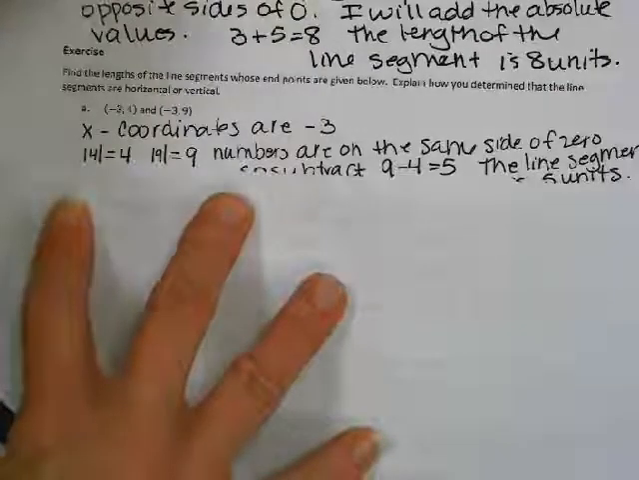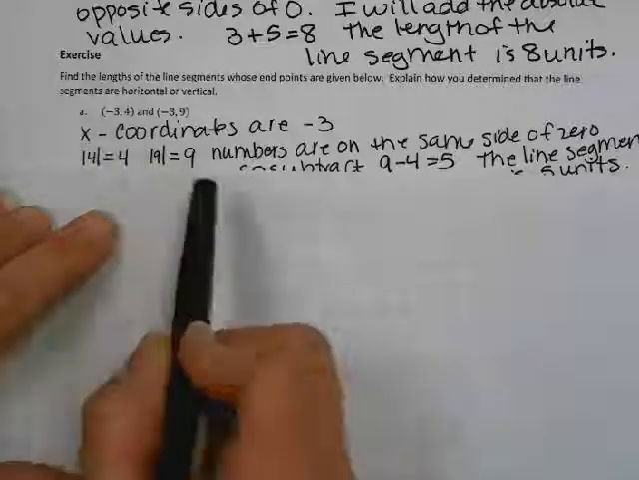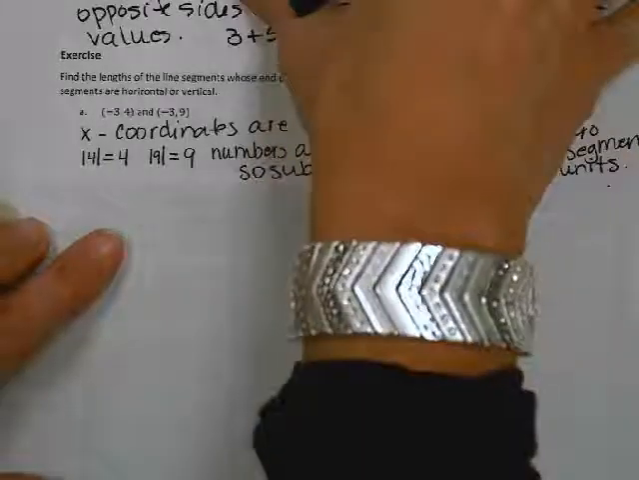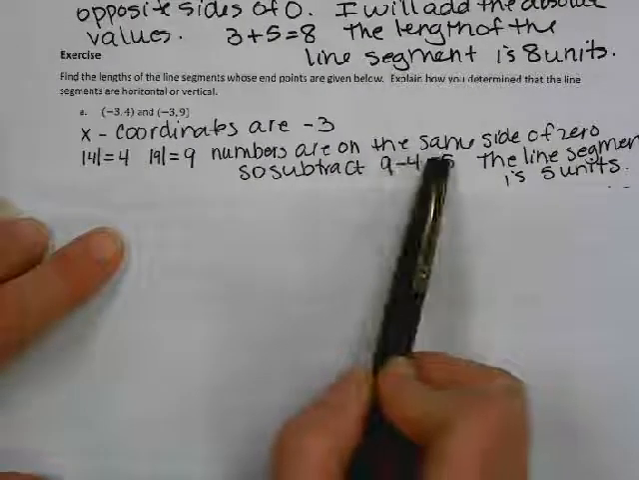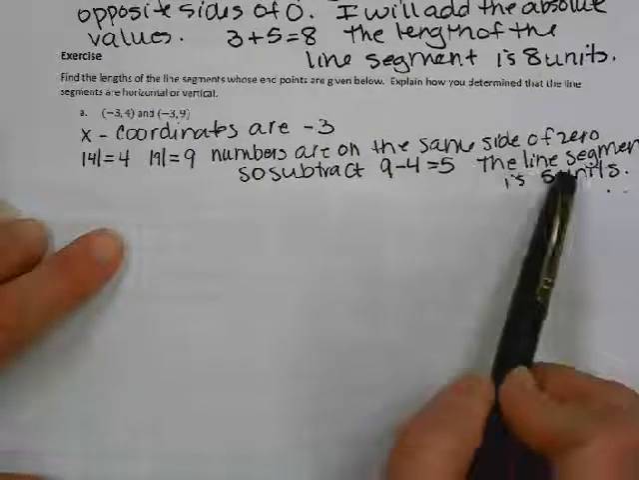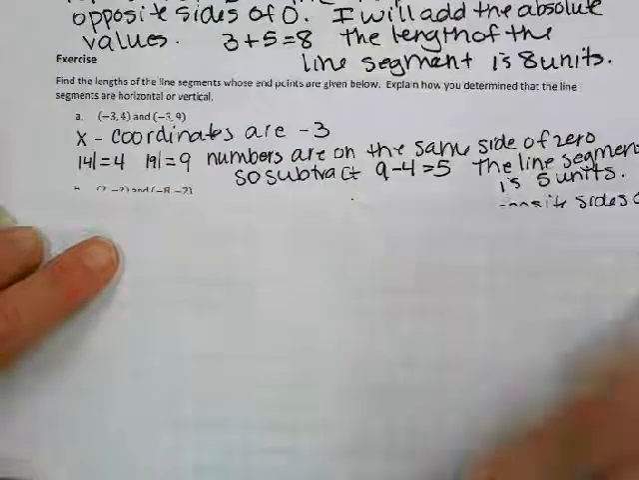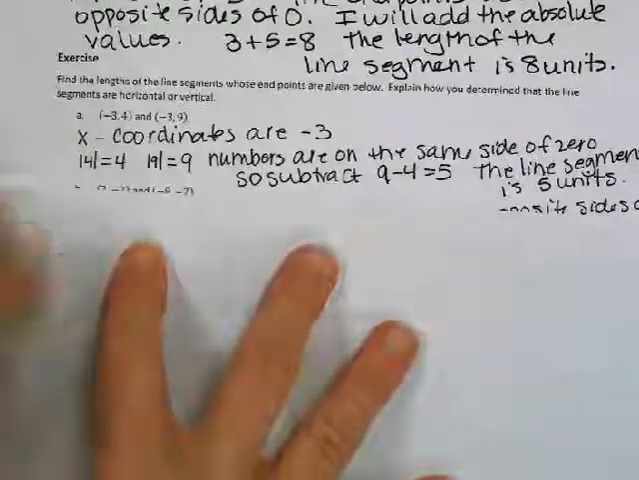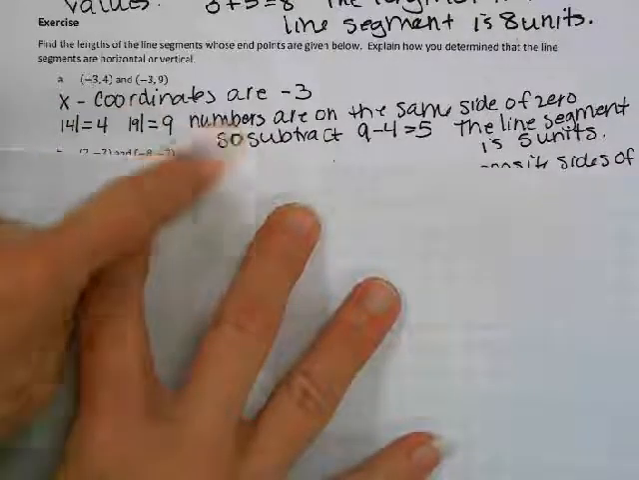Then we go ahead and find the absolute value. The absolute value of 4 is 4. Absolute value of 9 is 9. The numbers are on the same side of 0, so subtract 9 minus 4 equals 5. The line segment is 5 units. Okay, so that's how we find the units of length when both coordinates are on the same side of 0.